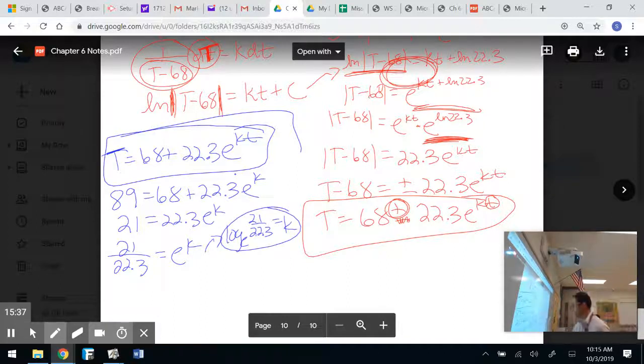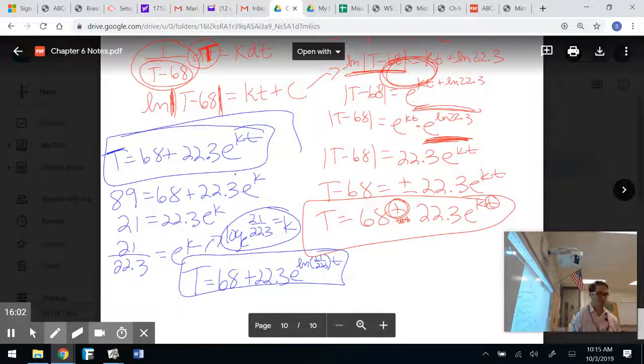So we get this cool, sweet equation, which is capital T equals 68 plus 22.3, right? We're going to go e raised to the, oh my gosh, it's natural log of 21 over 22.3 t. Boom. There is my sweet, fancy equation, right, class? And then what's the question asking us? What are we even trying to figure out?